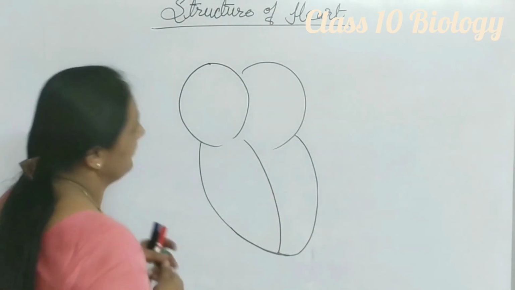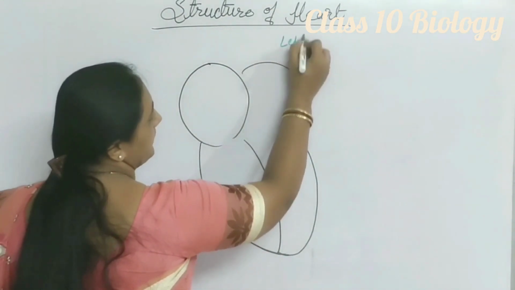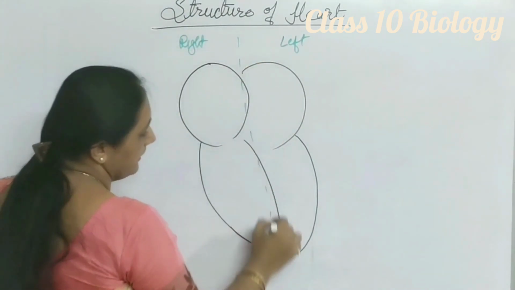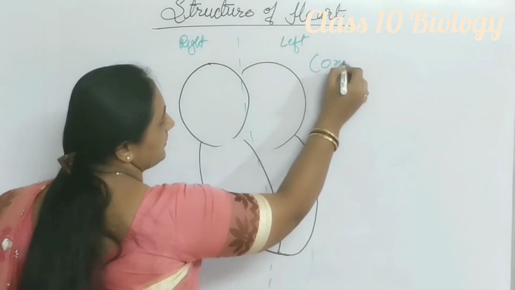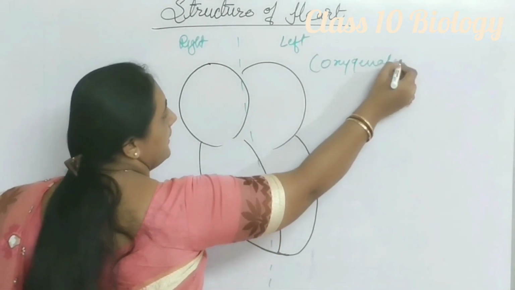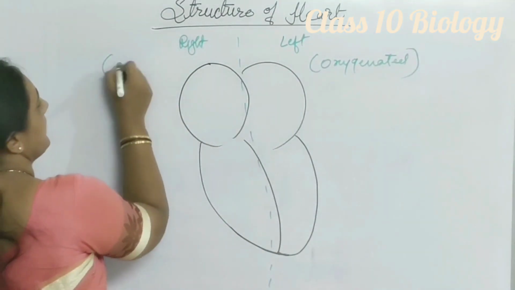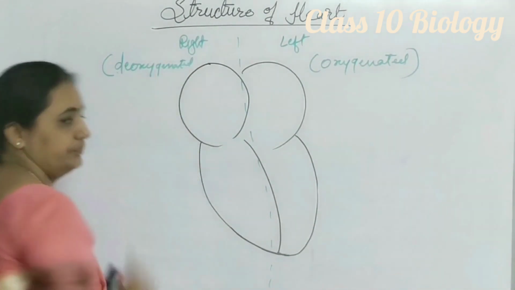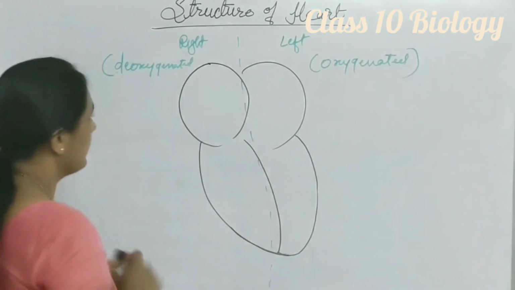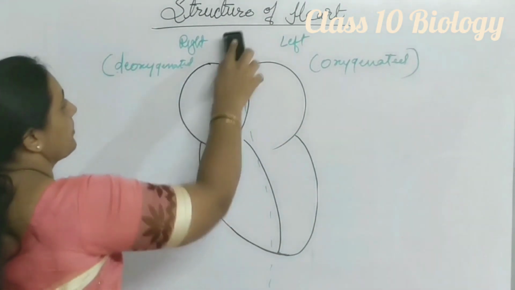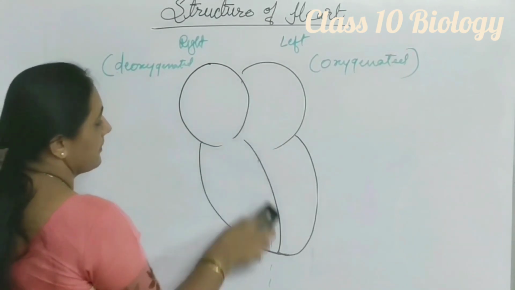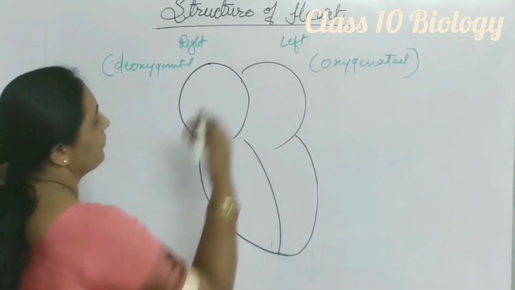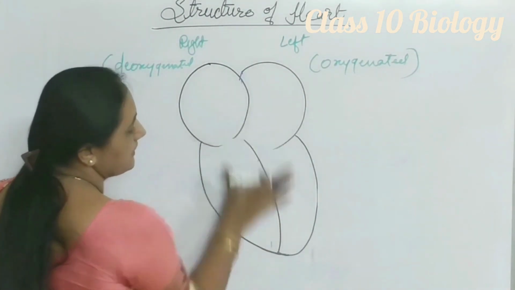This side is called the left part of the heart and this is the right part of the heart. The left part deals with oxygenated blood and the right part works with deoxygenated blood. Here, one thing again I want to tell you, in these 4 chambers, this is the upper part, this is the lower part.